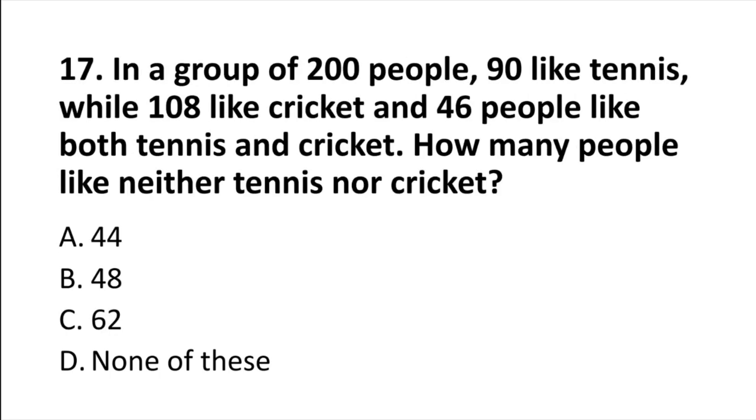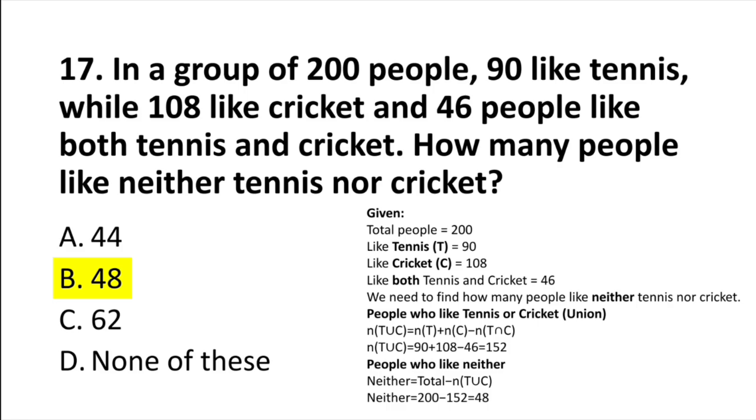MCQ number 17. In a group of 200 people, 90 like tennis while 108 like cricket and 46 people like both tennis and cricket. How many people like neither tennis nor cricket? Option A 44, option B 48, option C 62, option D none of these. Now see the solution. Total people are given as 200.